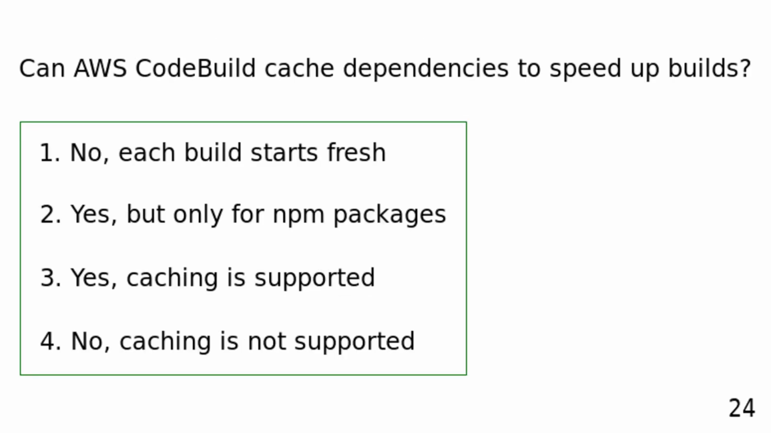Can AWS CodeBuild cache dependencies to speed up builds? No, each build starts fresh. Yes, but only for NPM packages. Yes, caching is supported. No, caching is not supported.